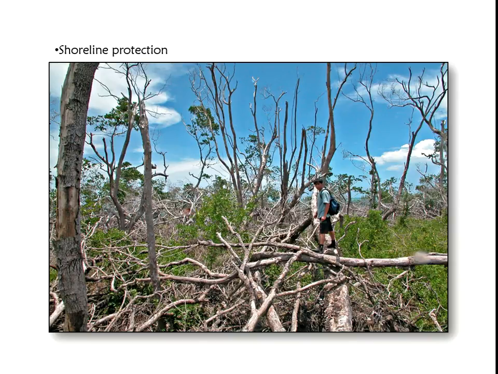They're also protectors from storms. They stabilize and protect the shorelines. This is a big hurricane, a Category 4 hurricane that hit Belize and killed a lot of mangroves, but the mangroves are quickly recovering from that storm.